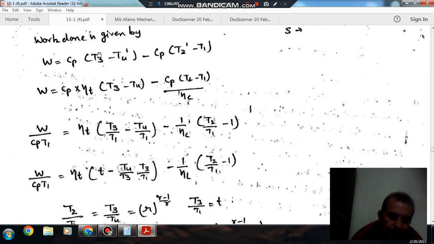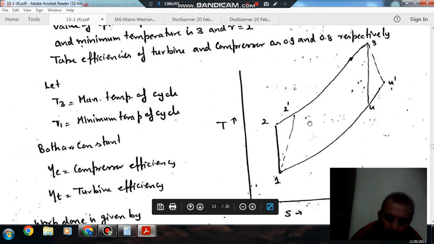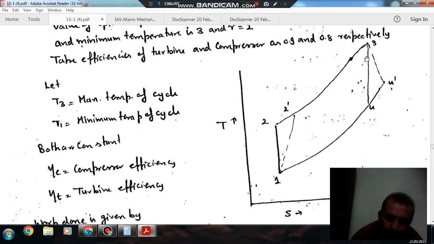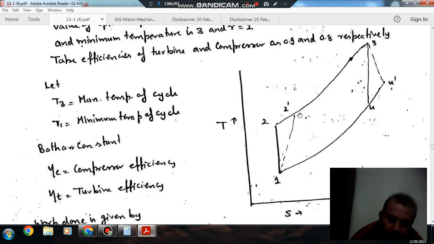So here this is your gas turbine cycle, with process 1-2' as the actual process in the compressor and 3-4' as the actual process in the turbine. Isentropic processes in turbine and compressor are 3-4 and 1-2 respectively. 2' to 3 is your heat addition and 4' to 1 is heat rejection.